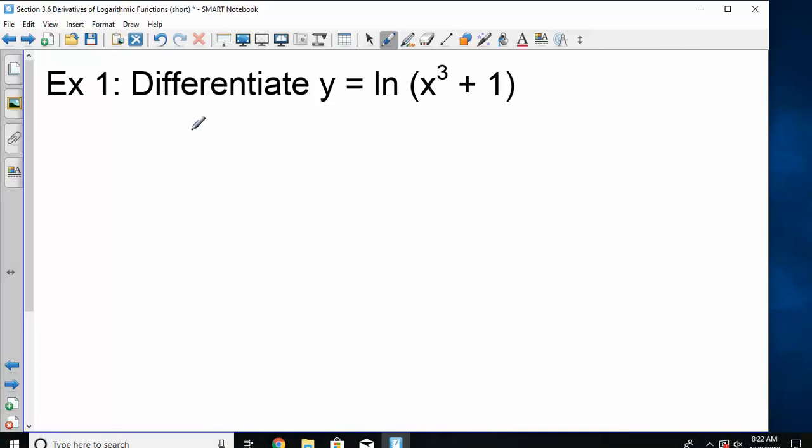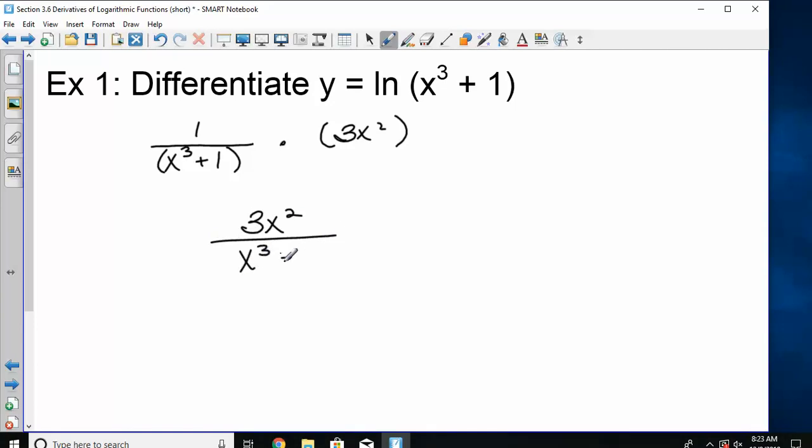So let's look at this one. The derivative of a natural log would be 1 over the argument. But since my argument isn't just an x, you have to do the chain rule here. So times, what's the derivative of the inside? 3x squared. So this is 3x squared over x cubed plus 1.